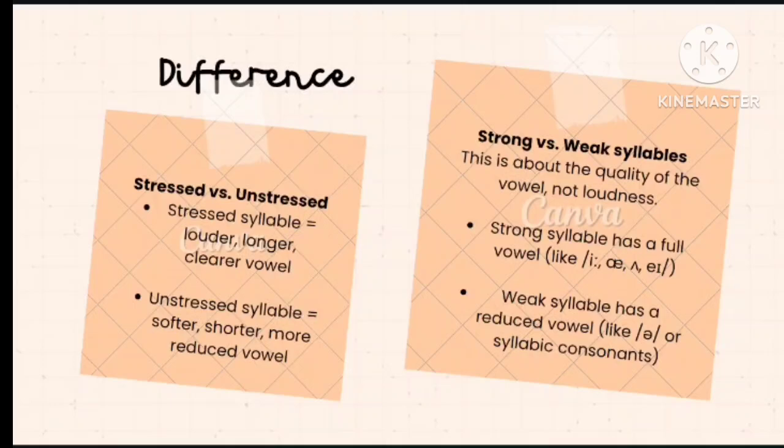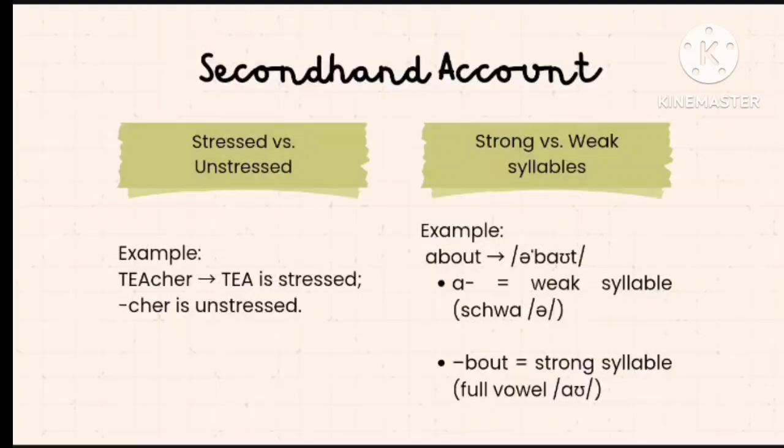A stressed syllable is like the lead singer. It's louder and holds the notes longer. The next one is strong versus weak. It's about vowel quality. It's not about volume, but about the type of vowel sound. For example, a strong syllable has a full vowel, like the A in cat or the ER in bird. A weak syllable has a reduced vowel, like the ever-present schwa. There's the symbol, and as you might guess, a syllabic consonant.